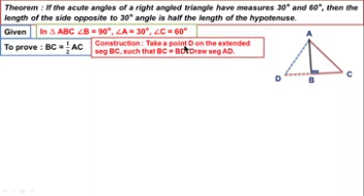Construction. Take a point D on the extended segment BC such that BC is equal to BD. Draw segment AD.